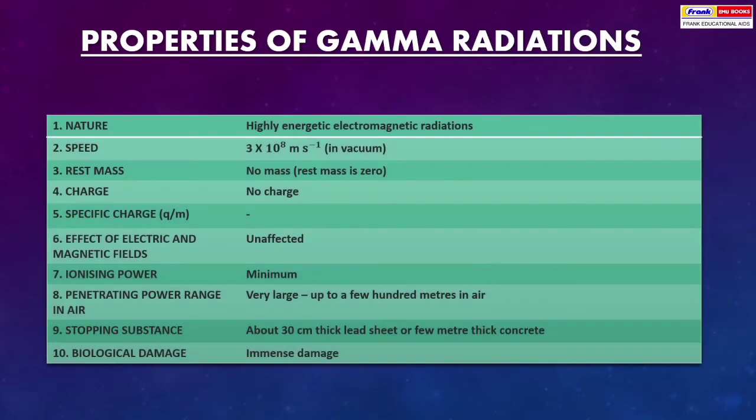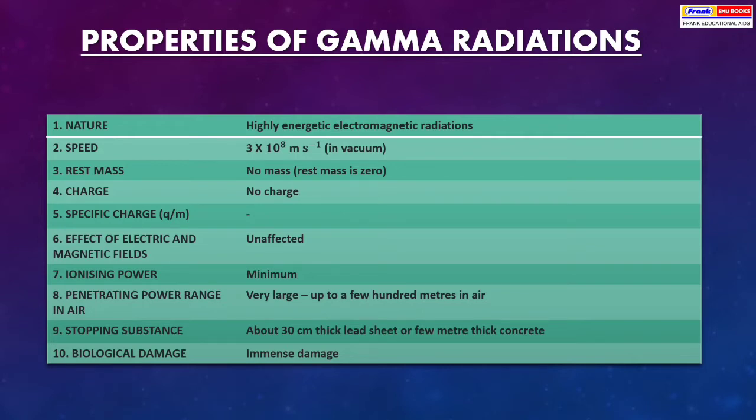Properties of gamma radiation. Nature: highly energetic electromagnetic radiation. Speed: 3 × 10^8 m/s in vacuum. Rest mass is 0. Charge: none, no specific charge. Effect of electric and magnetic fields: unaffected. Ionizing power: minimum. Penetrating power: range in air is very large, up to a few hundred meters in air. Stopping substance: about 30 centimeter thick lead sheet or a few meter thick concrete.